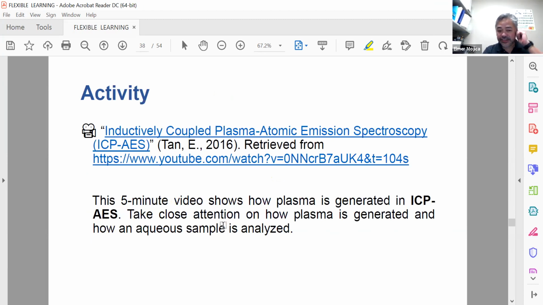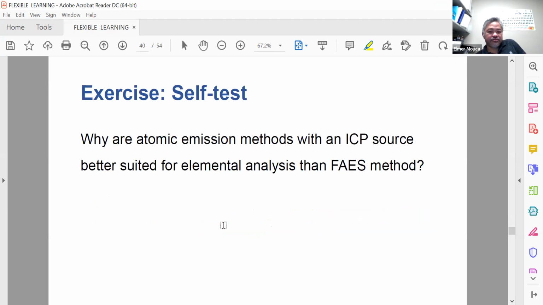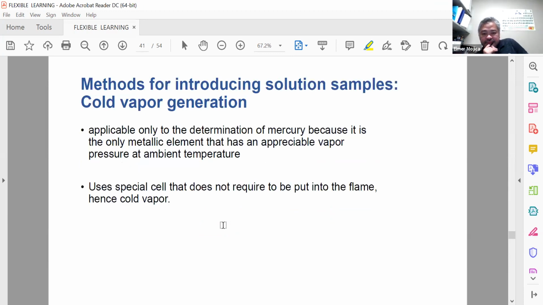To understand more about how plasma is generated in ICP, you can look at this video. You can also look at the principles of the ICP here. It shows you the basic components of the ICP-MS and how a sample is analyzed in the ICP-MS. Now, we can answer this question during our asynchronous session.